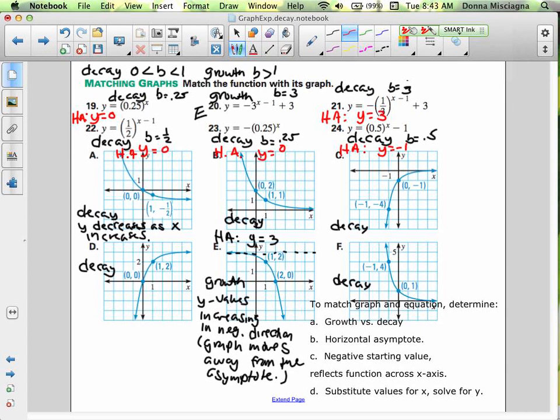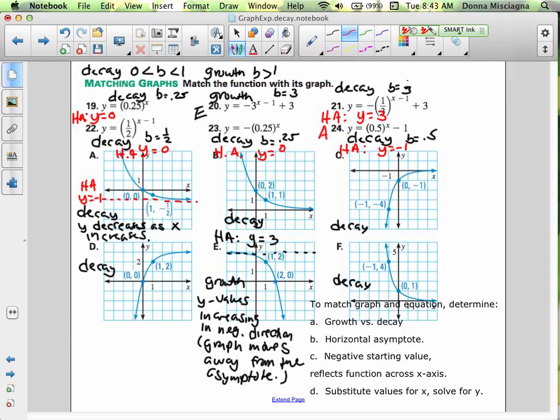So now we could figure out two others, because there were two graphs that had a horizontal asymptote of 3, but we already figured out one of those. Let's label the horizontal asymptotes on the graph now. How about A? What's the horizontal asymptote? -1. So here, our horizontal asymptote is y equals -1. We can draw it in right there. And that means there was only one equation that had a horizontal asymptote of -1. It was 24. So 24 has got to be A.